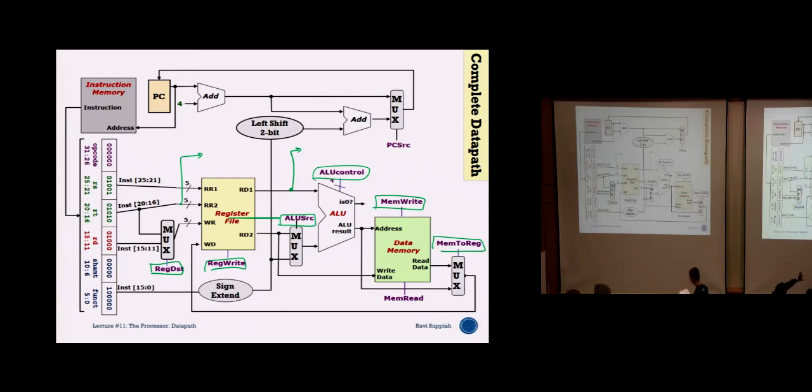Remember, the register can have any value, and that value will come back here. But since the register write is not triggered, it doesn't matter. If it is a load word, it will forward, right? The register write is not triggered. So even if something comes back here, nothing will happen.